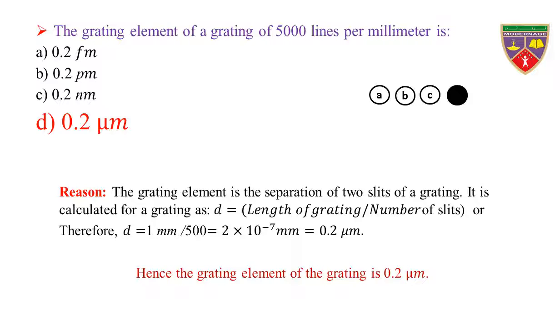Reason: the grating element is the separation of two slits of a grating. It is calculated for a grating as d is equal to length of grating divided by number of slits. Therefore, d is equal to 1 millimeter divided by 5000, which is equal to 2 into 10 power minus 4 millimeter, which is equal to 0.2 micrometers.